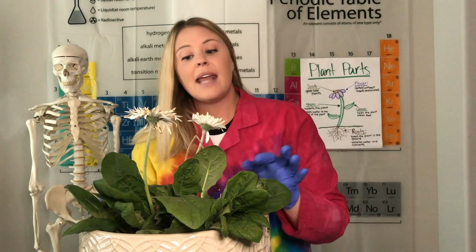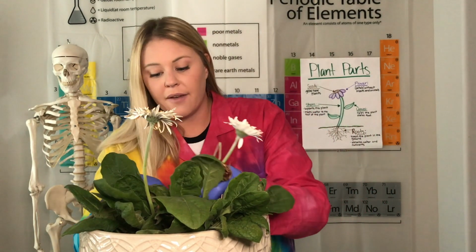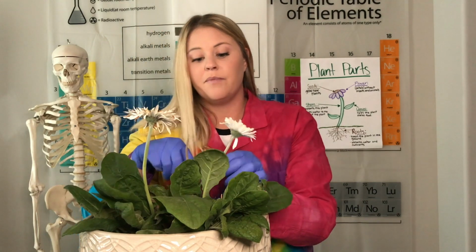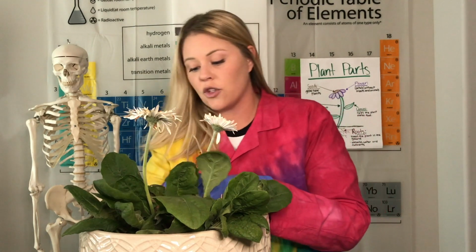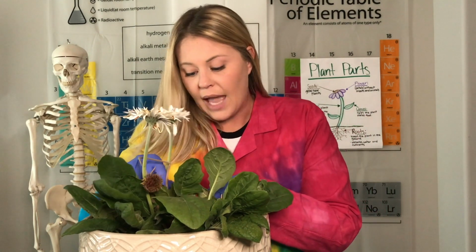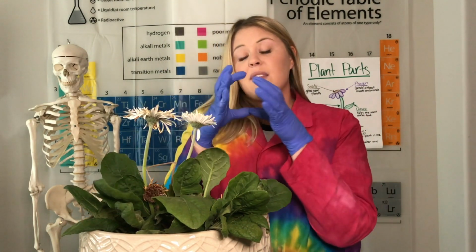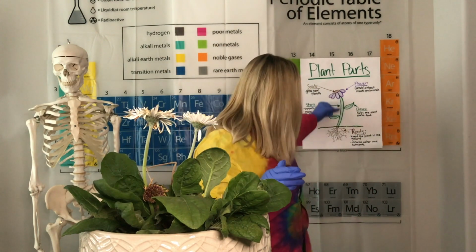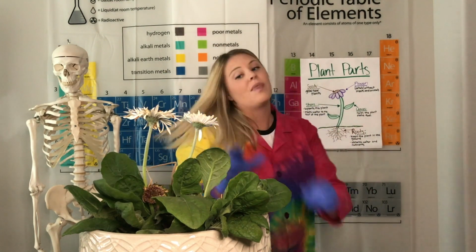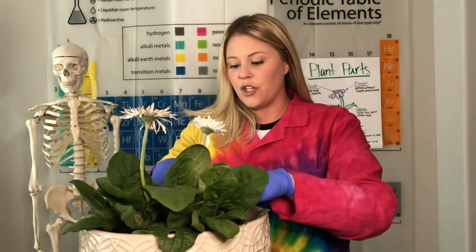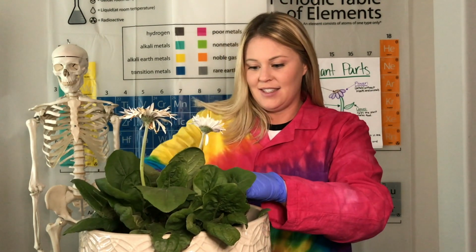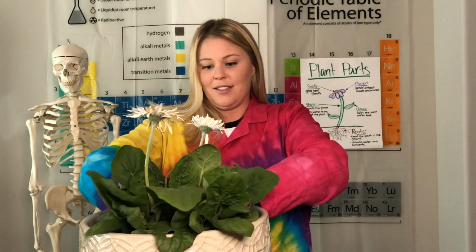Okay, now a Gerber daisy doesn't necessarily have leaves that come from the stem like this plant. A Gerber daisy's leaves grow from the bottom at the base, so where the stem of the flower connects with the root, that's where the Gerber daisy's leaves grow. And as you can see, this Gerber daisy has tons of leaves. So what we're gonna do is we're gonna take this Gerber daisy out of the dirt.